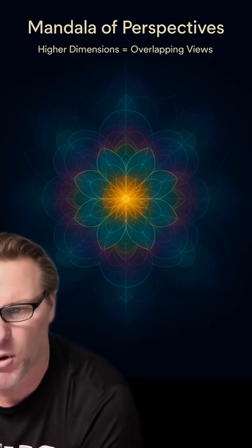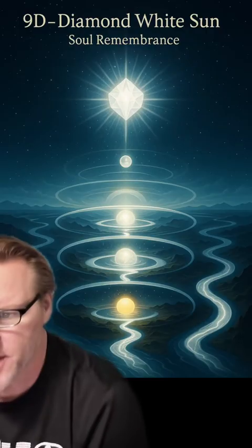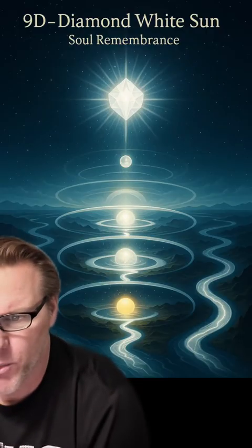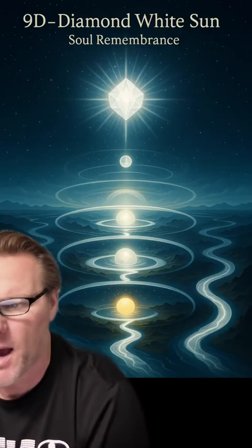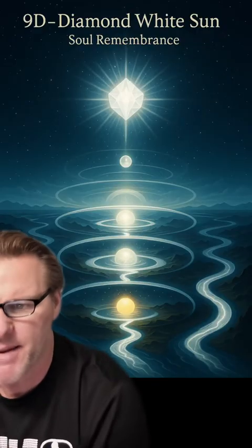In the 9th dimension, diamond white sun, everything collapses into pure radiance. All the sound, all the geometry, all the rivers become crystalline streams of light. This is soul remembrance, the oversoul chord where you remember who you are beyond every incarnation. The diamond sun doesn't bend or draft or project. It simply shines as the total memory of the soul.